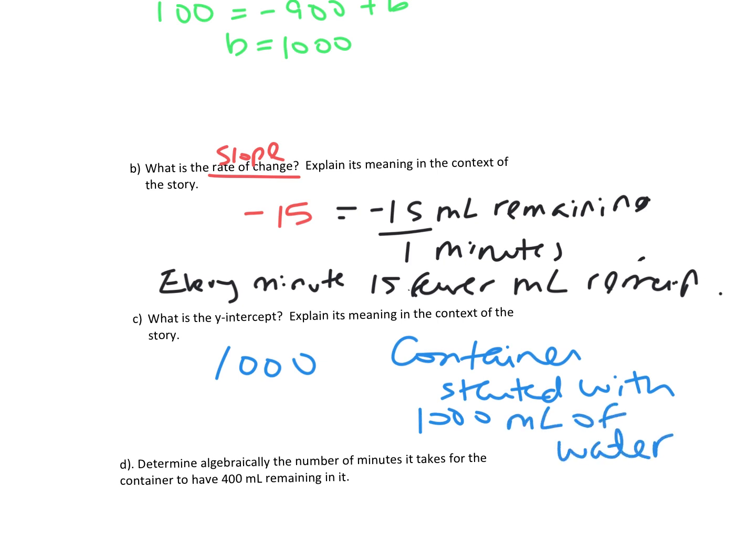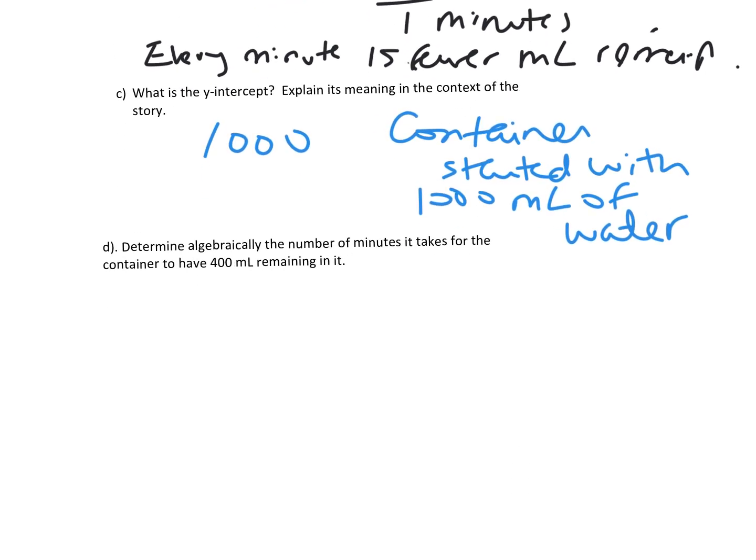The next few questions are going to ask you to determine algebraically certain values. So algebraically means you're using your equation. Your equation was y equals negative 15x plus 1,000. It says determine algebraically the number of minutes it takes for the container to have 400 milliliters remaining in it. So you have to think to yourself, 400, where would I plug it in? Would I plug it in the place of y or in the place of x? Well, y is milliliters remaining, x is number of minutes. So I'm going to plug the 400 into the y value, and I'm going to solve my equation for x.